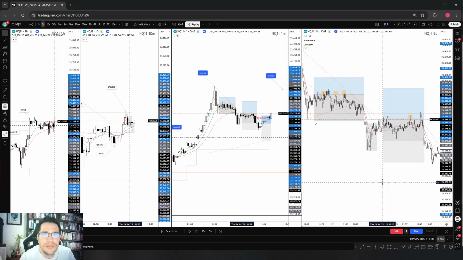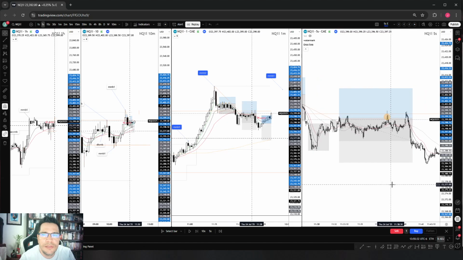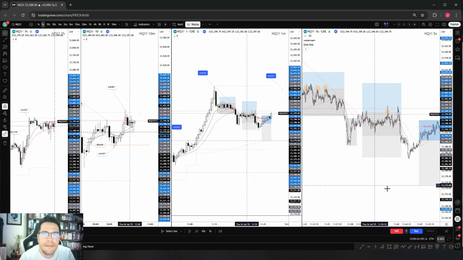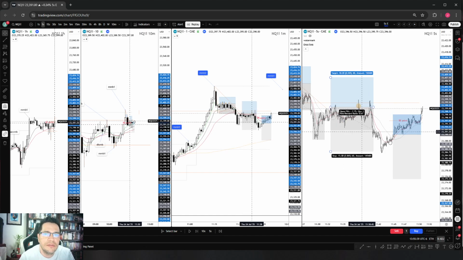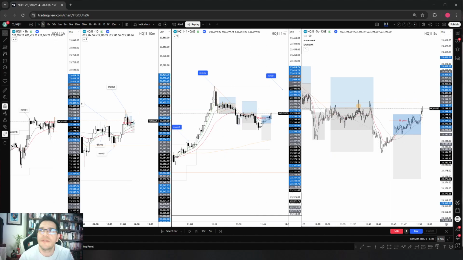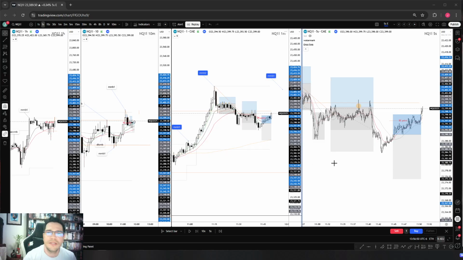Let's see. Into these two trades here, which none of which were valid because price was below the EMAs. I'm gonna stop just for a moment. Okay, now it should be going. I'm not sure if it recorded or not, but I believe this is still going.